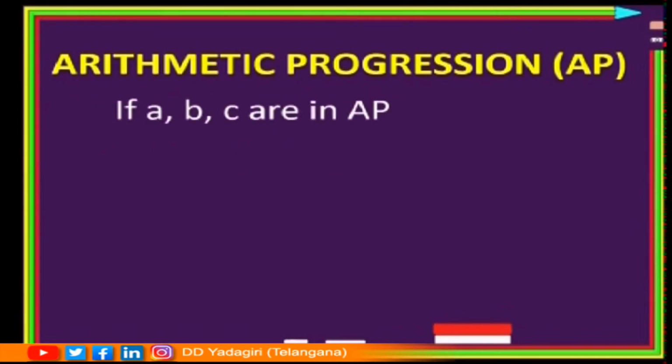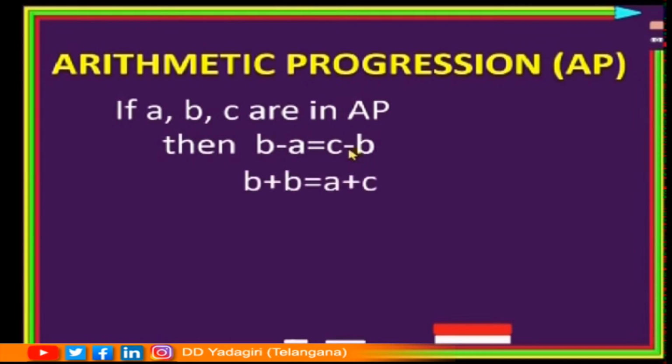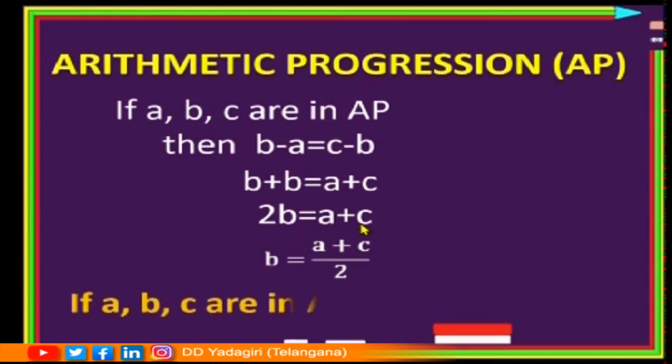What is the relation between a, b, c? If a, b, c are in AP, then what is the common difference? The second term minus first term, that is b minus a, is equal to third term minus second term, that is c minus b. So rearrange the terms, then minus b bring to left hand side and minus a bring to right hand side. We will get b plus b is equal to a plus c. So then 2b is equal to a plus c, 2 bring to right hand side, then it becomes b is equal to a plus c by 2. So if a, b, c are in AP, then b is equal to a plus c by 2 or 2b is equal to a plus c. So this is the important relation. Based on this relation we may get some problems in examinations.